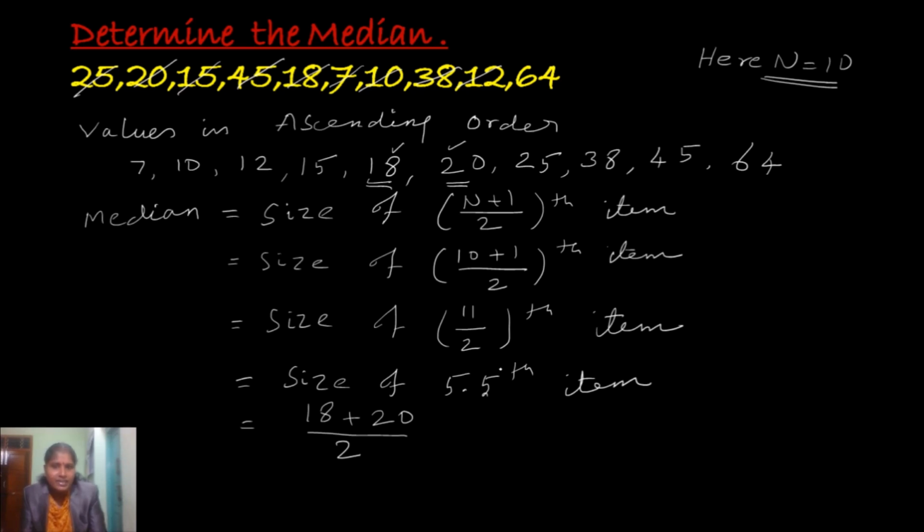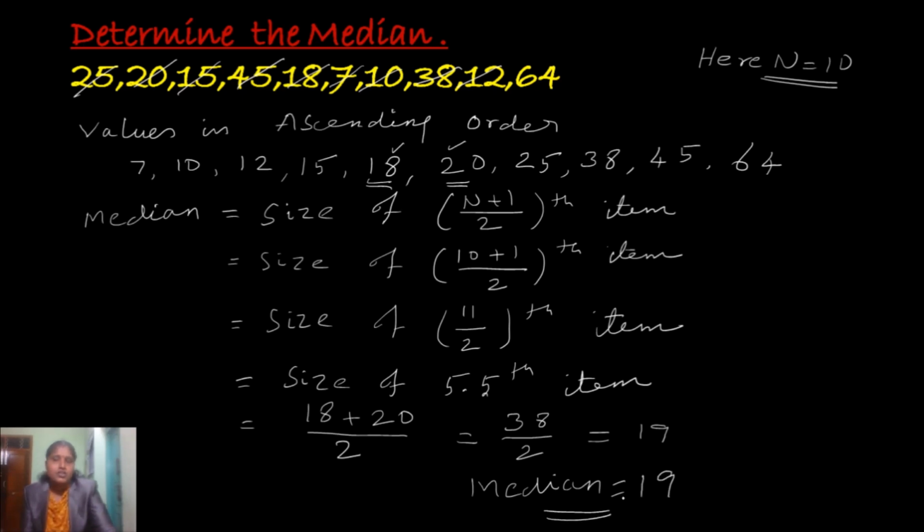Since we don't have any value at the 5.5th position, I have to add the value at the 5th position and the value at the 6th position and then divide this by 2 to get the median value. Adding 18 and 20, we have 38 over 2. While dividing 38 by 2, 9 2s are 18, so 19. So median is equal to 19 in this case. Now I hope you got a clear idea about how to calculate median when individual observations are given.